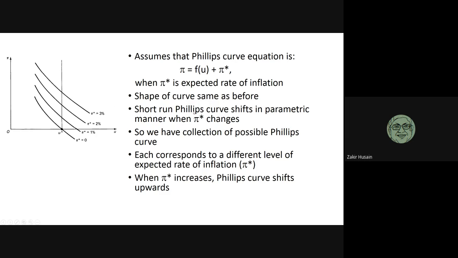Okay, so the short run Phillips curve shifts in a parametric manner when pi star changes, when the intercept changes. As the expected rate of inflation goes up, you shift to Phillips curves which are above the earlier Phillips curve. So you can see that higher values of pi star mean you're moving up like this.